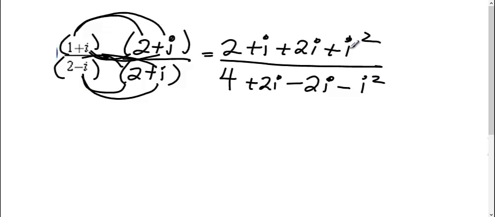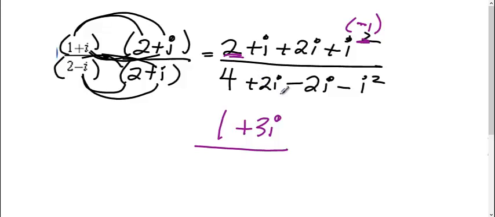All right, so let's look at the top and simplify this. We know i squared is negative 1. Okay, so really, this is plus a negative 1. So a 2 and a negative 1 gives me a positive 1. And I still have i plus 2i is 3i.